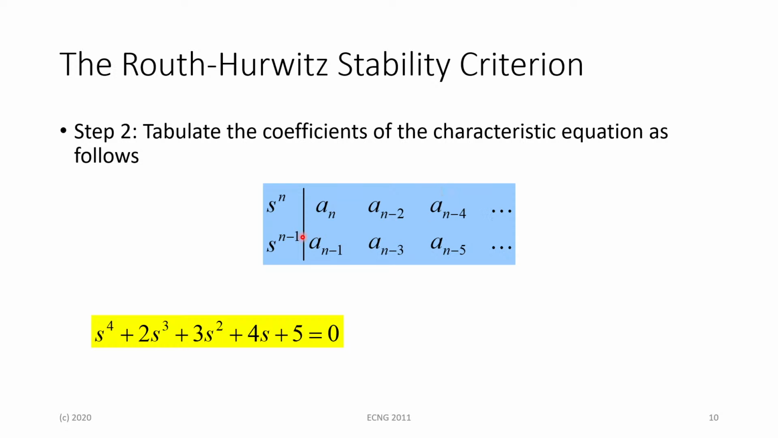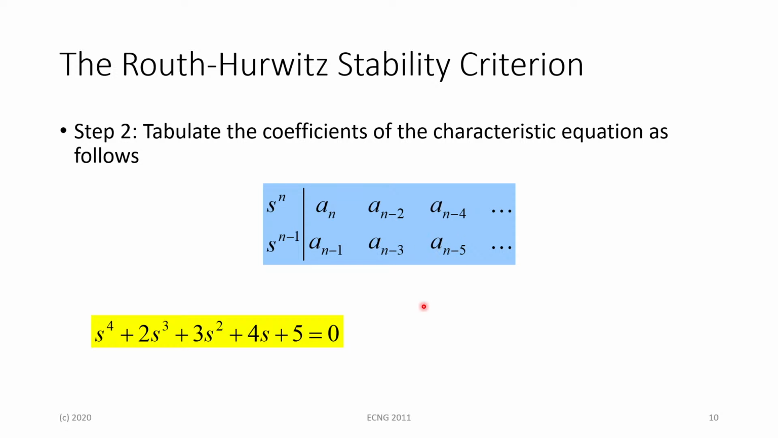And then the next row of the table goes to the next highest power of s, which is s cubed. In this case, it's an odd power of s, and as such we tabulate all the coefficients of the odd powers of s onto the next row. So this is the coefficient of s cubed, this is the coefficient of s to the power 1, and if it did exist, this would be the coefficient of s to the negative 1. But because it doesn't exist, this coefficient is just going to be 0.